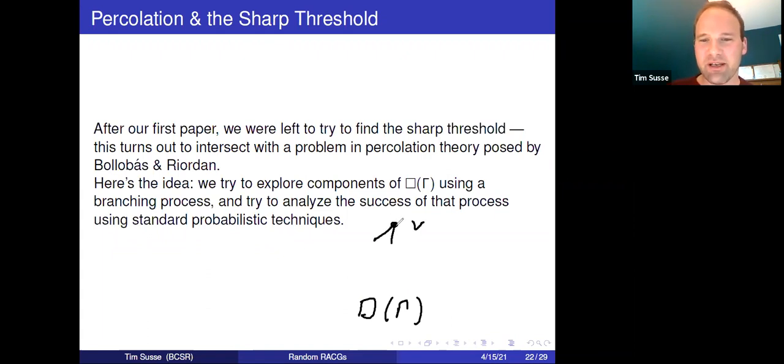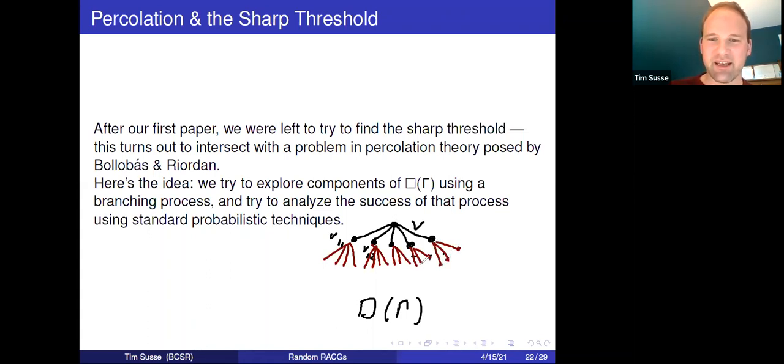And so what we imagine is that we're going to branch out from V. We produce a whole bunch of new squares, V1,1, V1,2, et cetera, all of the neighbors of V inside the square graph. And then from each one of those, we explore from there. We branch out from each one of these, and we look at their progeny inside of the square graph. And we get a second generation of squares. And then we repeat, and we keep trying to explore more and more of that component by branching off of each one of the vertices that we find.